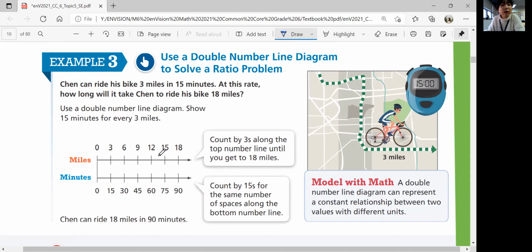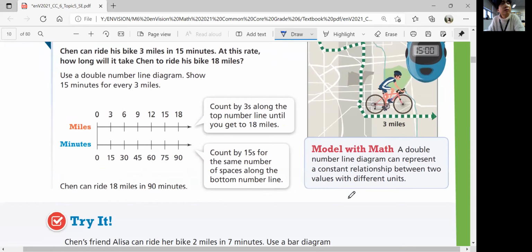And then for every mile, he's going to go at a certain speed, right? So every 3 miles, he will spend 15 minutes. So he will bike 6 miles in 30 minutes, 9 miles in 45 minutes, and so on. You can count 3s for miles, you can count 15s for minutes, and so you can go on until he hits 18 miles. That's going to take him 90 minutes. This is a visual way to show and represent the ratios.